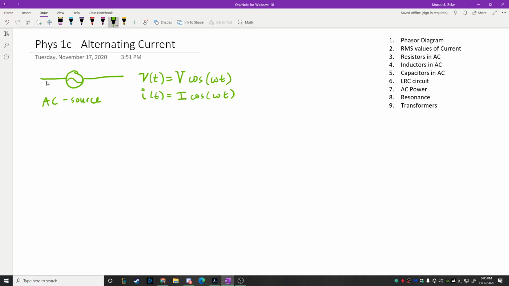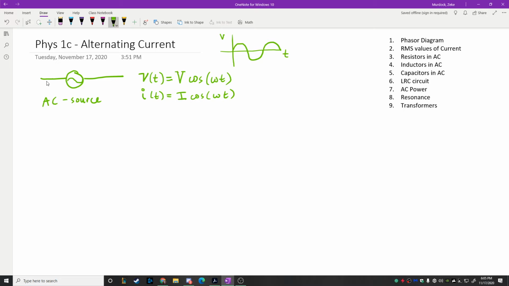But within this source, you've got some kind of frequency, and it makes it so that the voltage is a function of time. If you plot voltage as a function of time, it's just going to look like a sine wave, right? And it'll continue. And you might wonder, why would you want to produce or use current like this? And there's a lot of answers to that. One of the simplest answers is that this is the easiest type of current to produce.